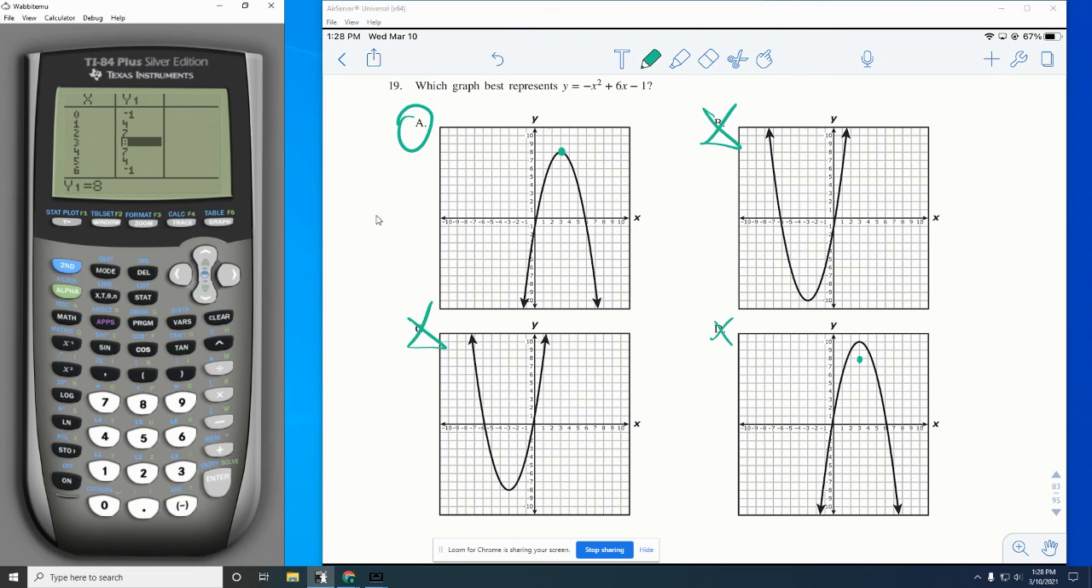Now this one is kind of tricky because A and D look very similar. So we can obviously cross out B and C, but we need to take just a hot minute on A and D to kind of figure out which of these is correct. Both of them have the same, or pretty much the same x-intercepts, pretty similar y-intercepts. So using the table to find a specific point is going to be your best bet there.